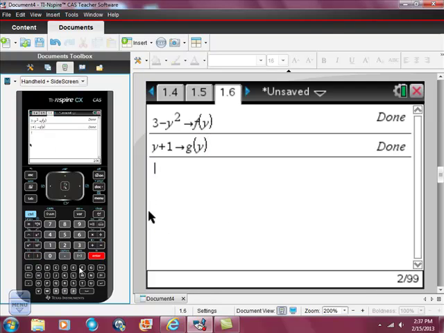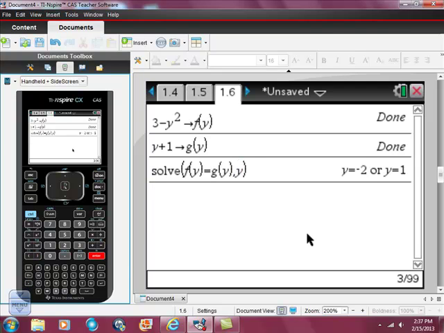Then all I'm going to do is use the solve function the calculator has. Solve, and then open the parentheses, this is important, and set those equal to each other: f of y equals g of y. But remember, because we have it this way, we want this in terms of y. Hit enter, and there we have our two solutions. So this would help you.